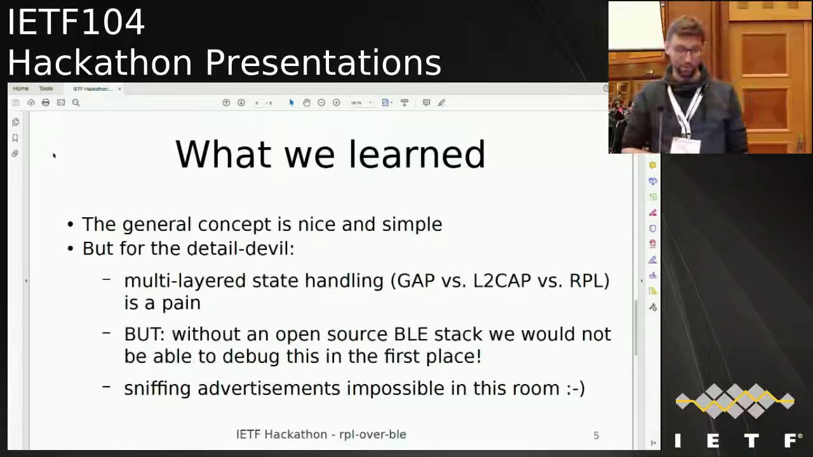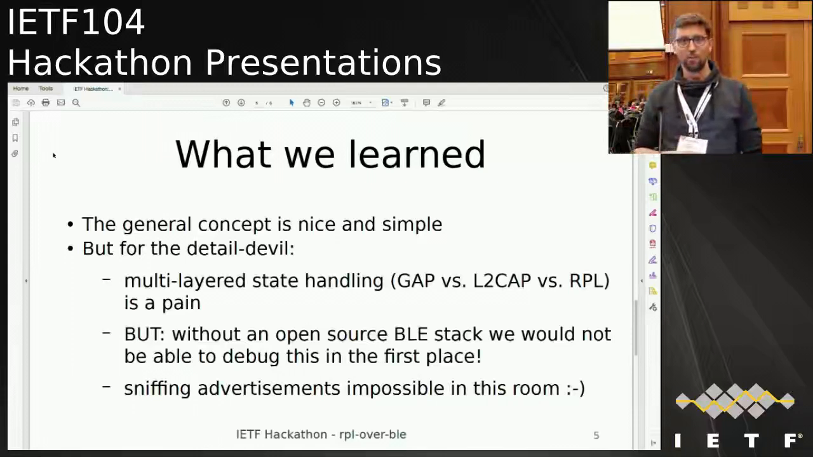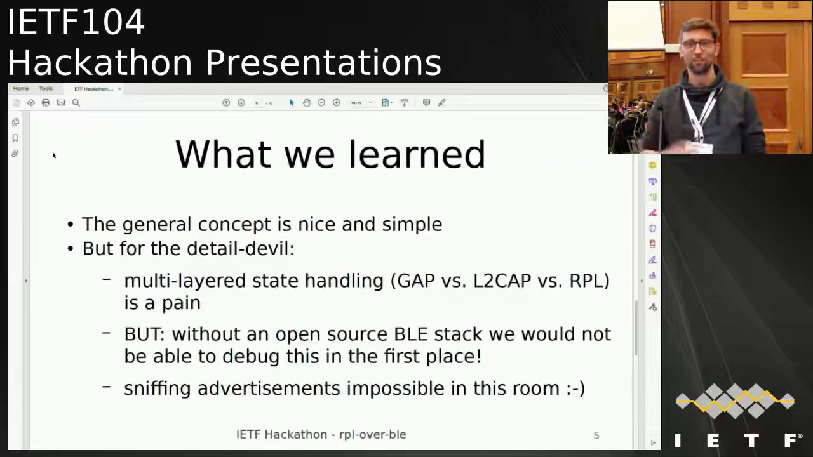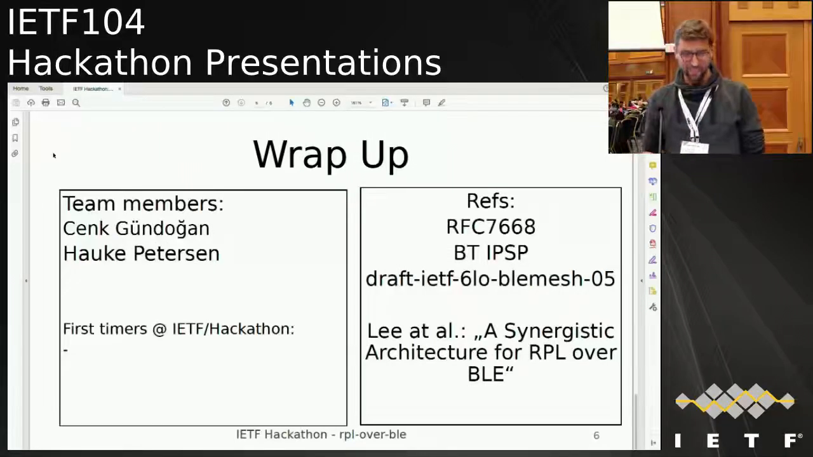But of course, I guess everybody in the room agrees, open source software is very nice in this regard because we have the full sources of NimBLE, so we can really go down into the detail of the Bluetooth stack and also, of course, of RIOT and the network stack to make sure where the state inconsistencies are coming from. And yeah, of course, one other problem, sniffing for BLE advertisements in this room, particularly, it's quite fun, but not really helpful. Yep, that was it. So thanks for your attention.